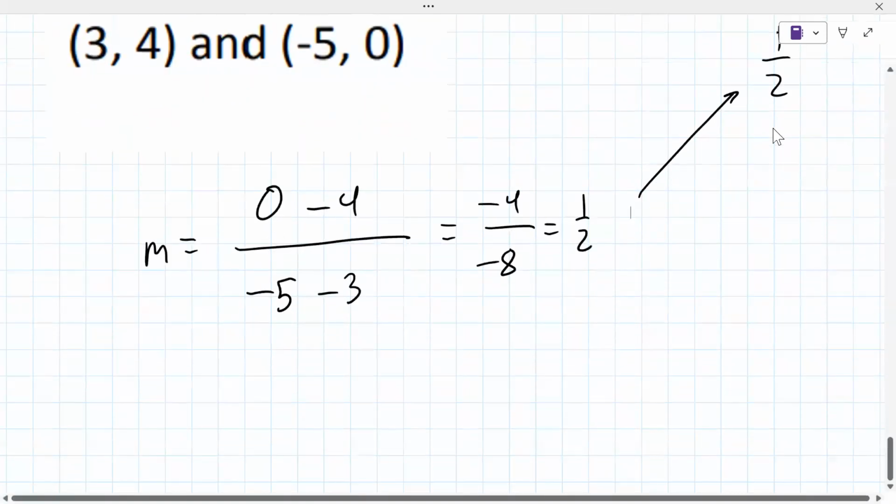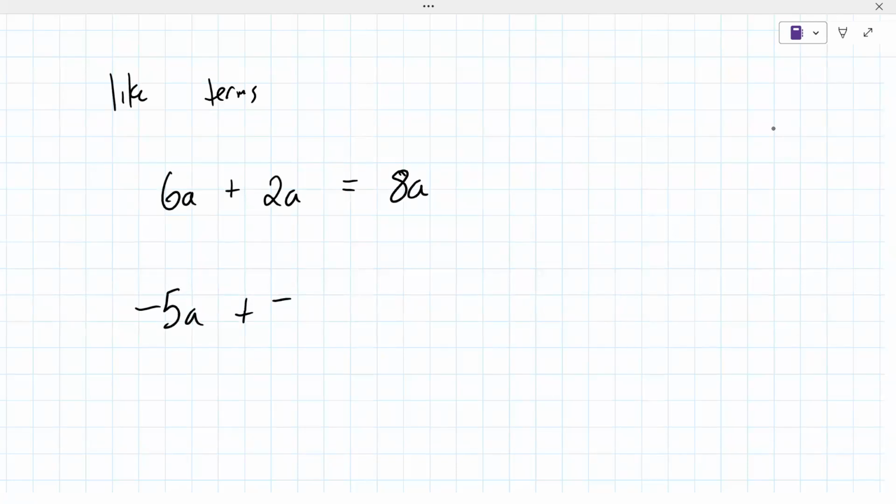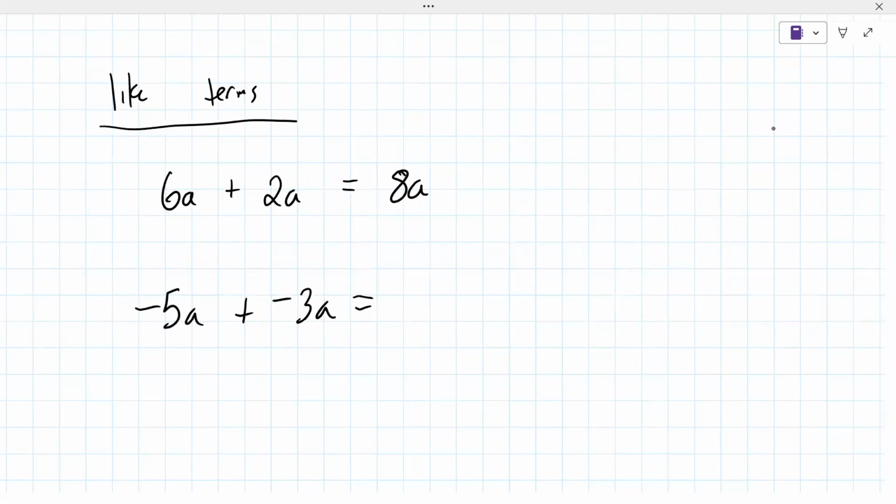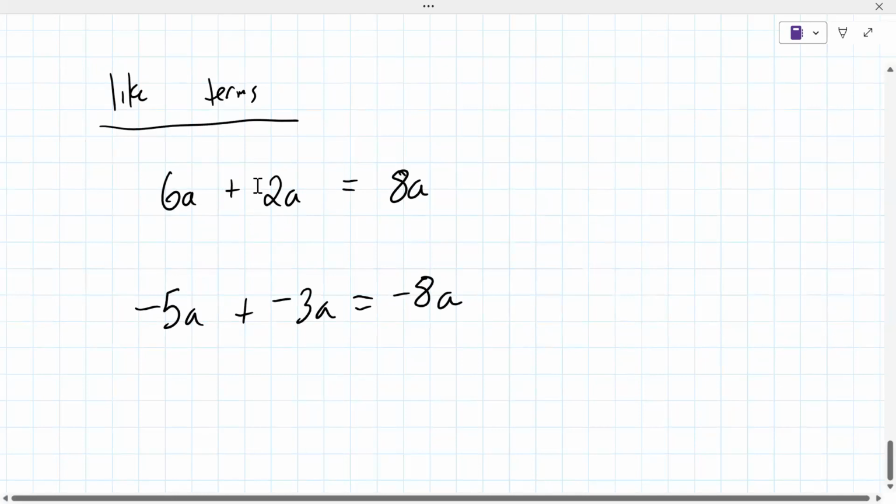So the next topic that we put on the list there is this idea of like terms. So something like this, like what is 6a plus 2a? What does this become? 8a. 8a. And if it's like minus 5a plus minus 3a, what does this become? Negative 8a, right?